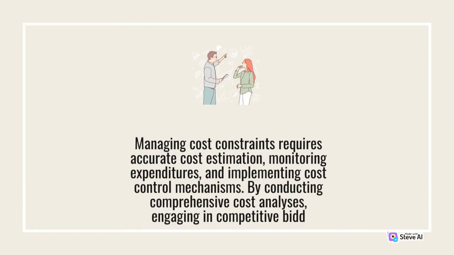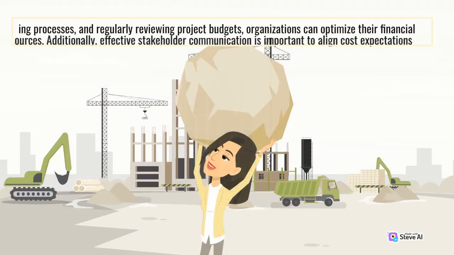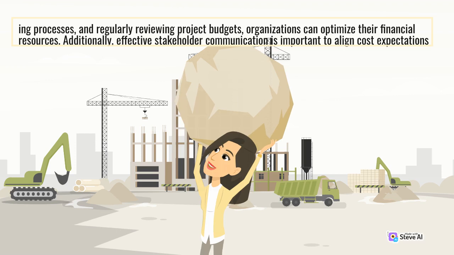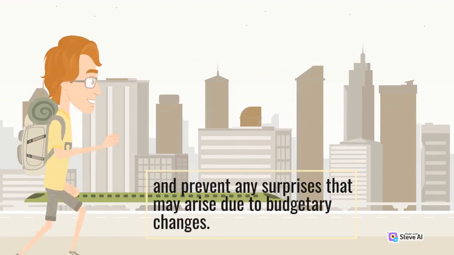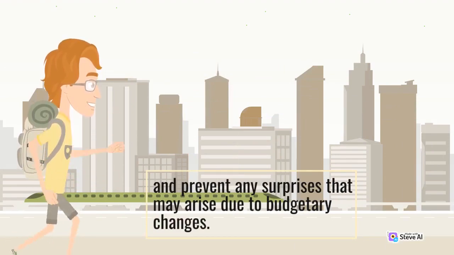Managing cost constraints requires accurate cost estimation, monitoring expenditures, and implementing cost control mechanisms. By conducting comprehensive cost analyses, engaging in competitive bidding processes, and regularly reviewing project budgets, organizations can optimize their financial resources. Additionally, effective stakeholder communication is important to align cost expectations and prevent any surprises that may arise due to budgetary changes.